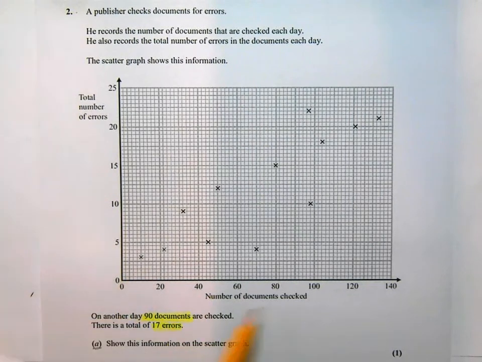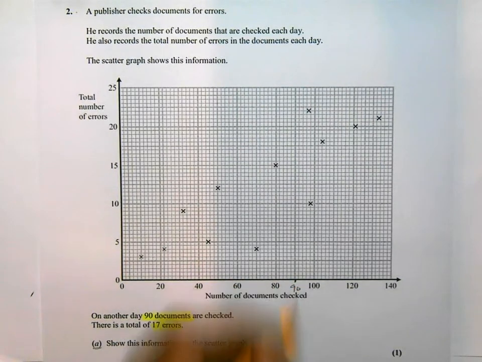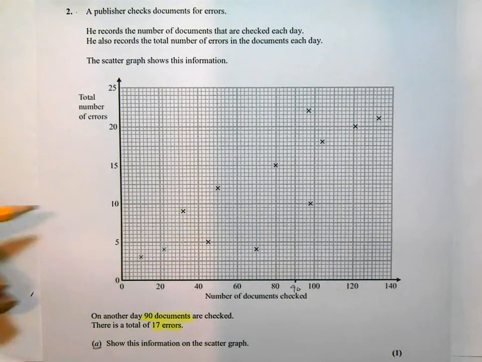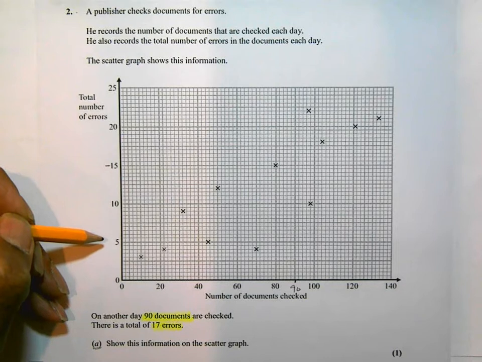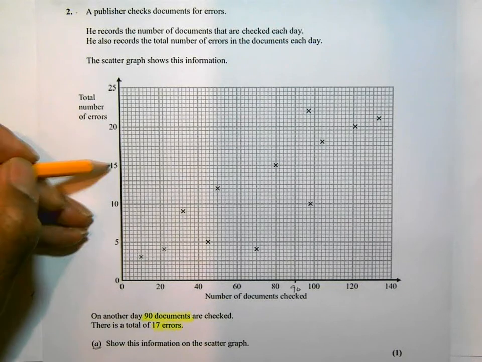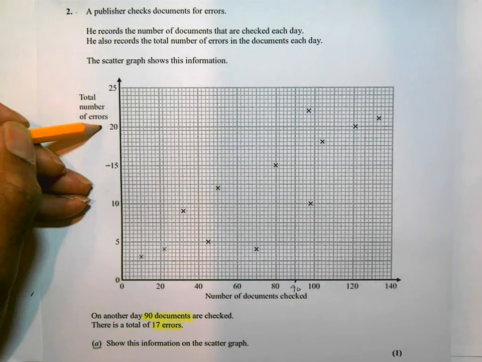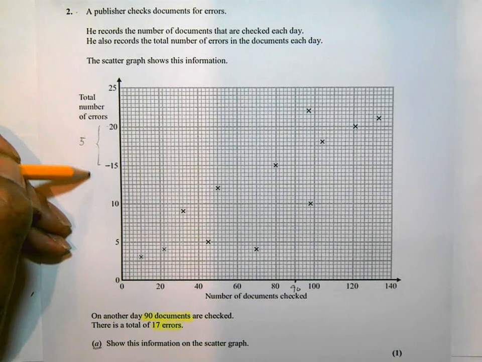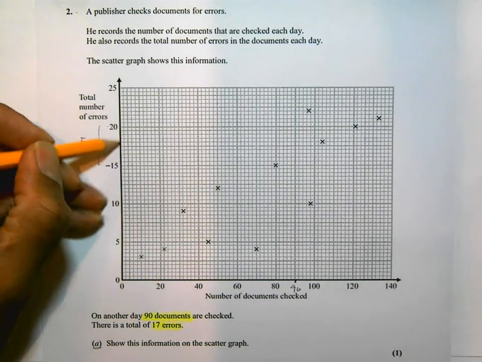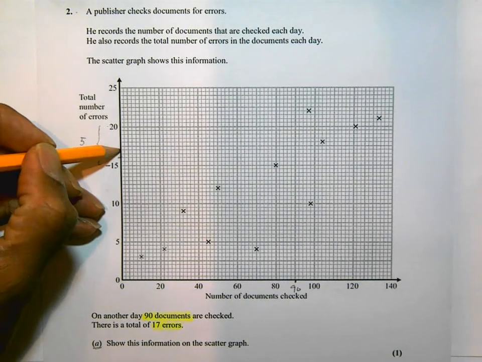So 90 documents, number of documents is this axis here. 90 is going to be over there. I'm just going to put a little label for it. And then 17 errors. Now, it's important that we are actually okay with what scale is being used here. So that's 15 to 20. So this gap, this space, stands for 5 errors. Okay, so the 10 tiny spaces, every 2 spaces stand for 1, so that's going to be 16, and that one there is going to be 17.